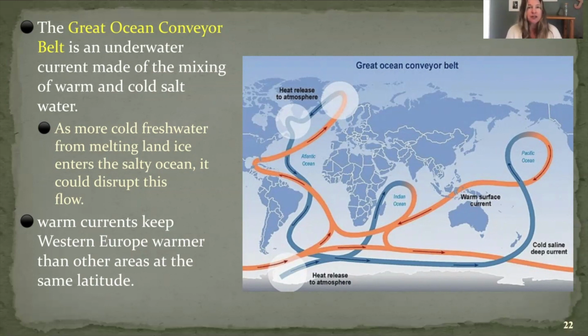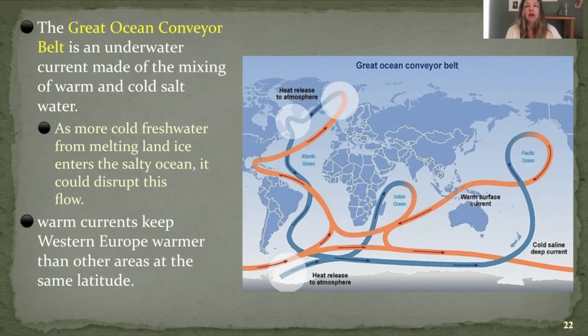However, you can start to really mess up this conveyor belt because if you add fresh water to salt water, you're going to change the density. If you've ever floated in the Great Salt Lake by Salt Lake City, Utah, you will notice that you are a lot more buoyant, meaning that you float more. And the reason why you float more is because the water itself is more dense, because salt water is more dense than fresh water. So if you add fresh water into this mix by the melting of our glaciers, you're going to shift this whole natural conveyor belt.